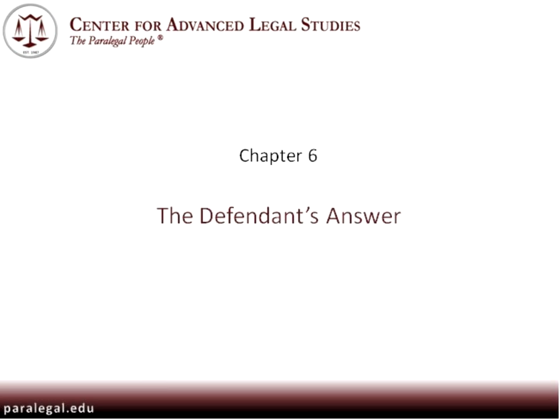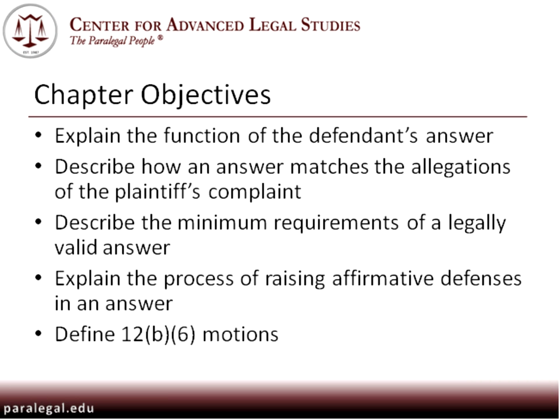All right, we're going to talk more in detail, but those are the two main differences from state to federal. In Texas, if you live in California or New York or Oklahoma, wherever, you need to look up and see if you can do what they call general denial or paragraph by paragraph. The function of the defendant's answer: we're going to talk about how an answer matches the allegations of the plaintiff's complaint, especially when you have to do it paragraph by paragraph. Describe the minimum requirements of a valid answer and the process of raising affirmative defenses and 12(b)(6) motions.